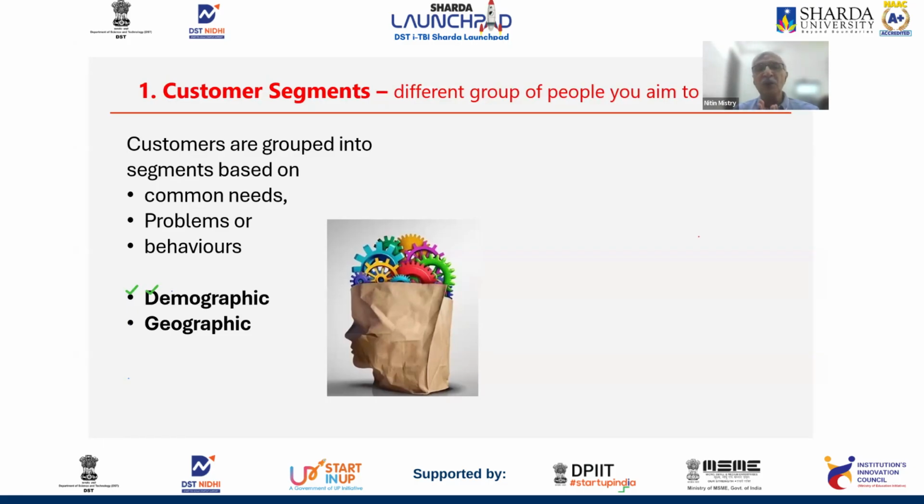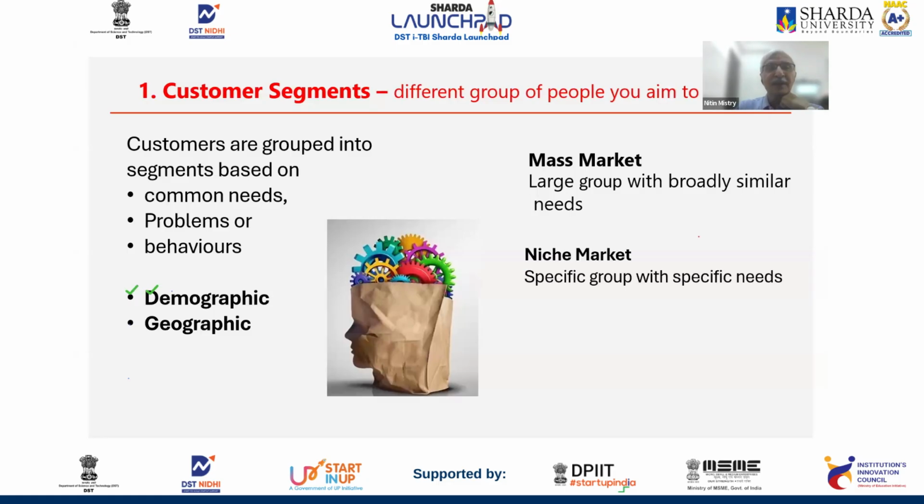Geographic is based on the country or the state or the city, or maybe the climate conditions, or based on region, or maybe we say urban or rural. So you need to absolutely identify the customer segments where you are seeking your customers, right? Now, another way is a mass market, a large group with broadly similar kind of needs. Then another one is niche market, that is a specific group with specific needs. And then segmented market. Let us see what those are.